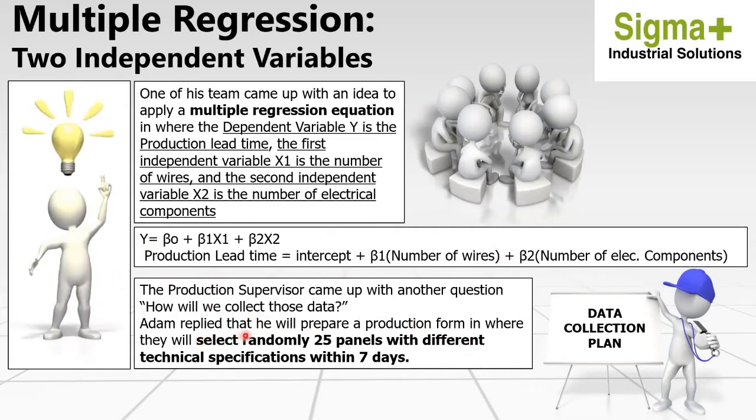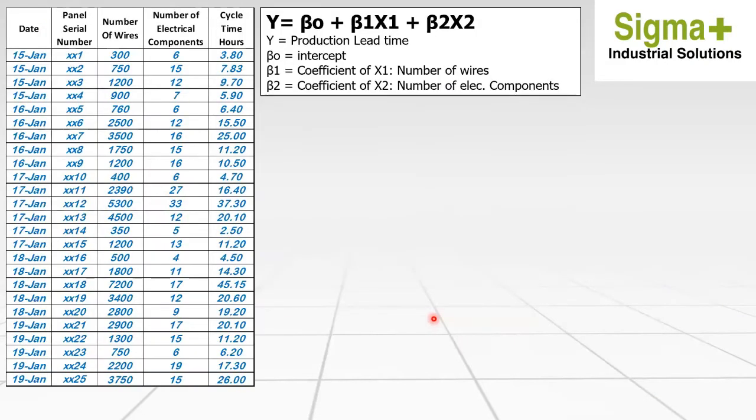So Adam replied that he would prepare a production form where they will randomly select 25 panels with different technical specifications within 7 days. So we are speaking here about a data collection plan. Let's see how it will look.